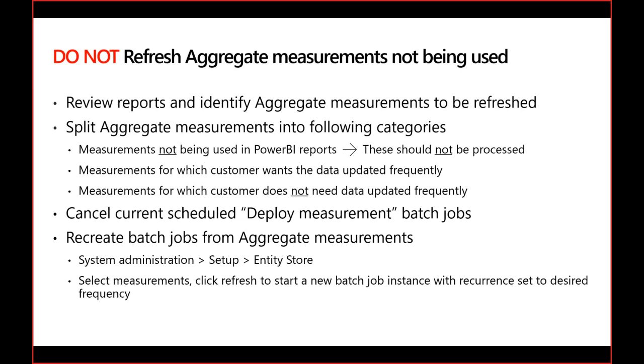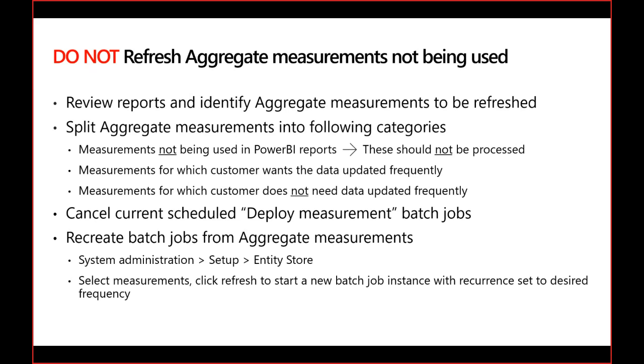And the whole advice here that we give is that you try to split the aggregate measurements into categories like, okay, this one I don't need, so they don't have to be processed. Some of them maybe I would like to have updated frequently, like hourly, so this is one bucket. And the other one could be maybe only need to have the data refreshed daily. That could be another bucket. So the whole idea is that you split them up. Then the advice is to cancel the current scheduled deploy measurements batch job.